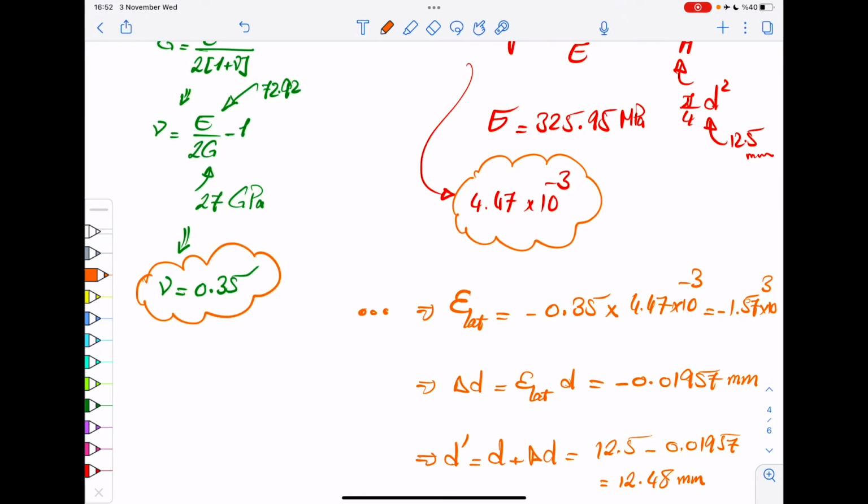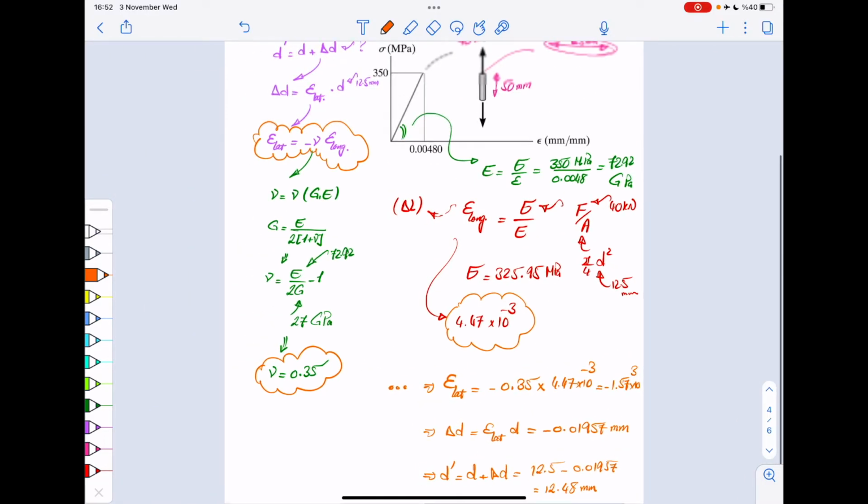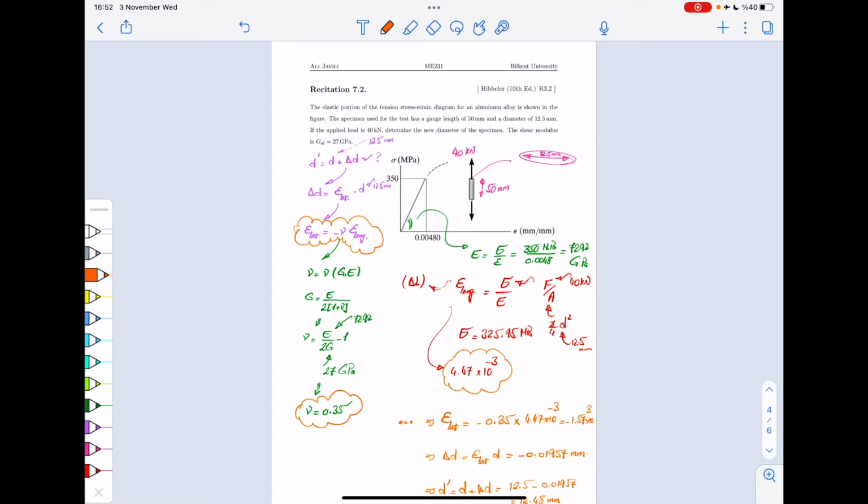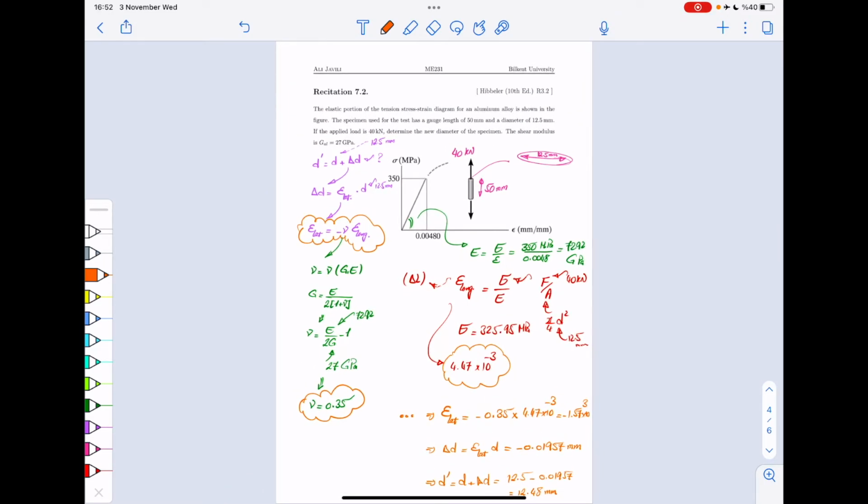Okay, so you lose about 0.2 millimeters. Sorry, 0.02 millimeters. Or it gets shortened that much. Does that make sense? Okay, just a simple question.